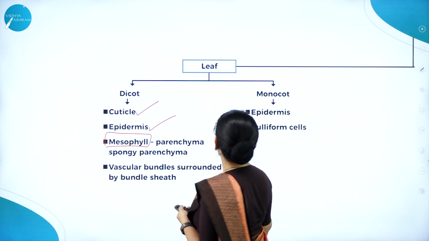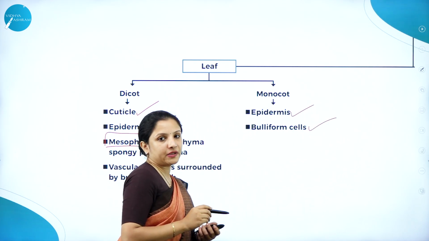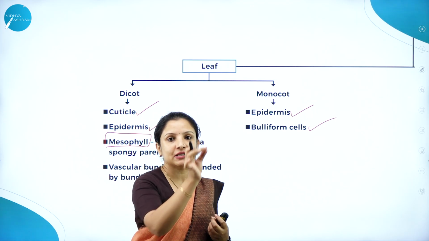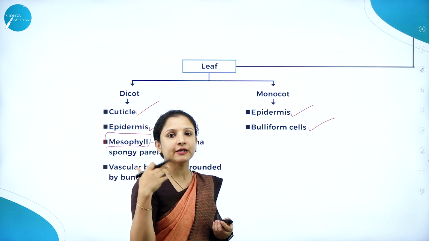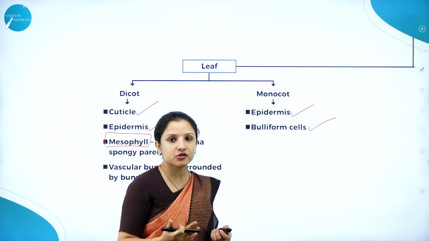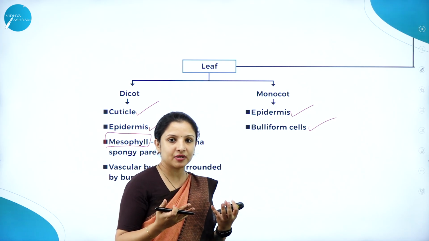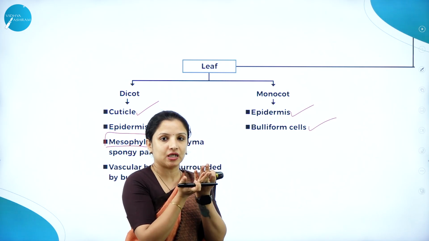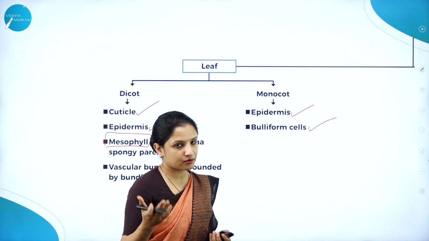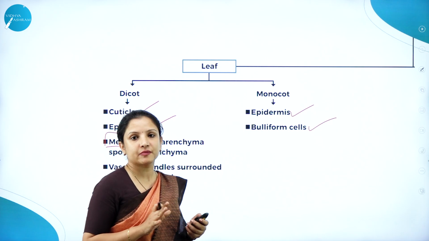Next, moving to monocot leaf, they have the epidermis and they have bulliform cells. So some of the epidermal cells, usually those present near the midrib, get modified into large colorless cells called bulliform cells. The main function of the bulliform cells is to prevent excess loss of water during summers, so that the leaves will curl up and reduce the surface area of the leaf, thus preventing excess loss of water. So this is the function of the bulliform cells, and they are found only in monocot leaf, especially in grasses.